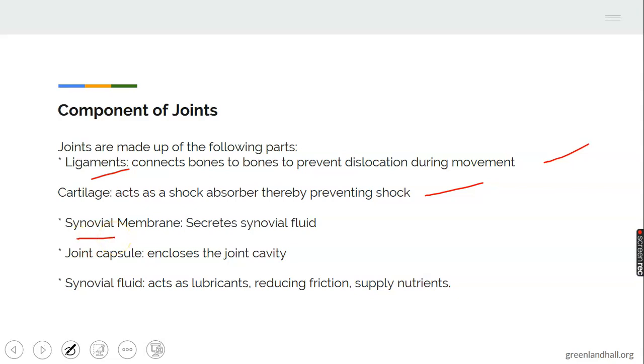Synovial membrane, it secretes synovial fluid that lubricates the movement. Joint capsule encloses the joint cavity, that is, the joint cavity is where the synovial fluid is placed, which acts as a lubricant, reducing friction, and it supplies nutrients.